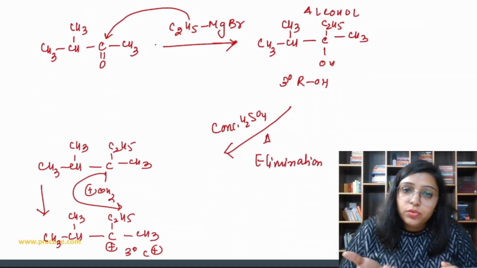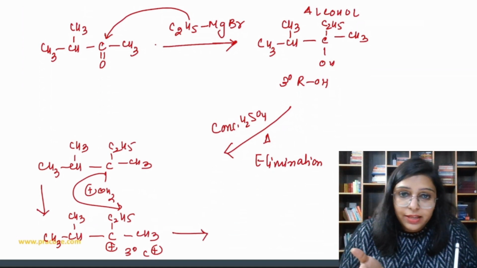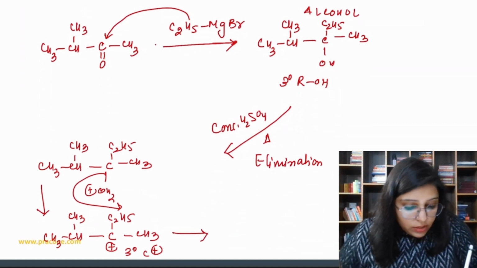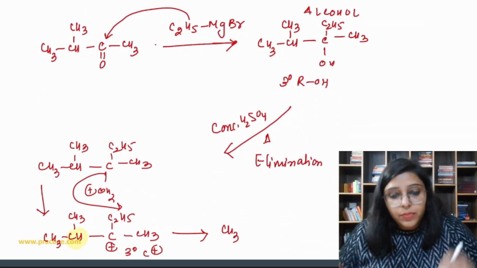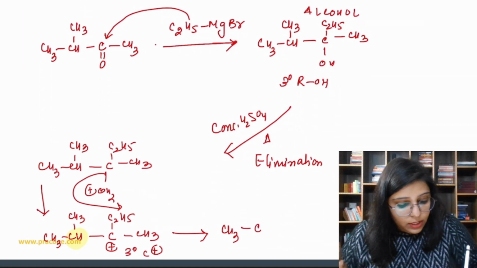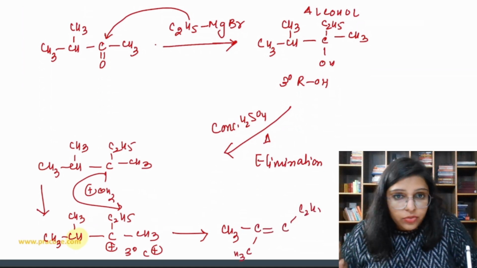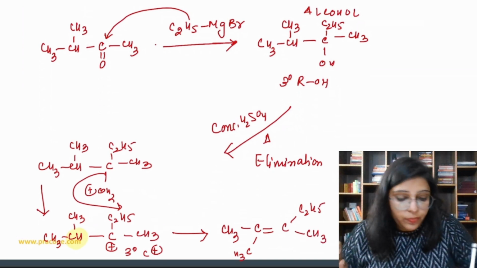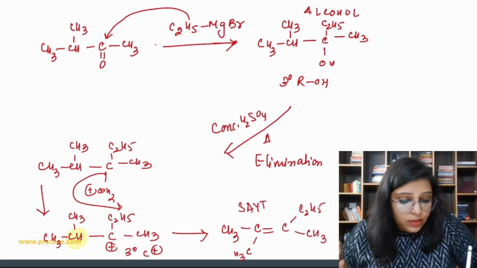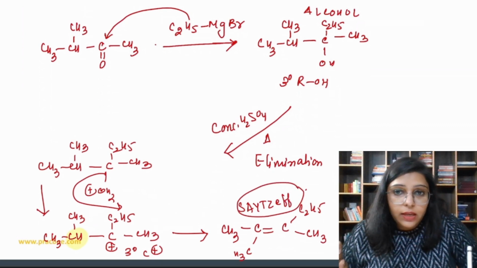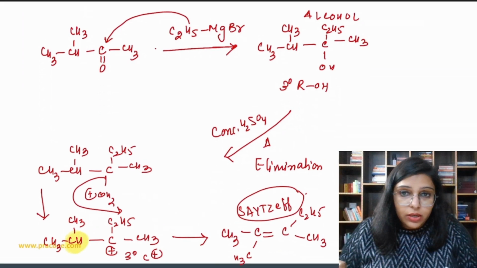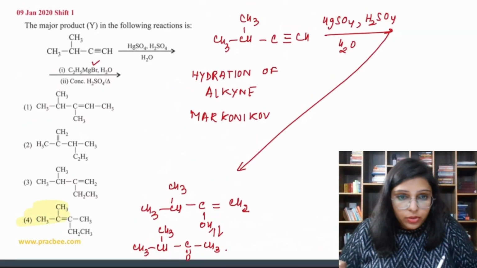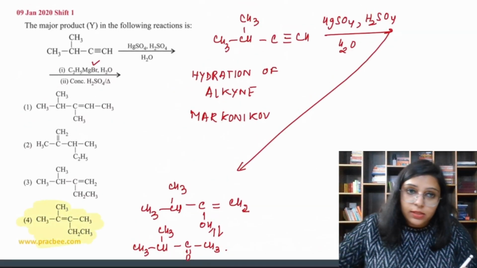So what we are going to do? We are going to form the Saytzeff product as the major product. So what is the Saytzeff product? We have to remove this hydrogen in order to form it. So CH3, C, CH3, double bond C, C2H5 and here CH3. So for the Saytzeff product we have to remove this hydrogen. Now let's find out the correct answer. So option number 4 is going to be the correct answer.